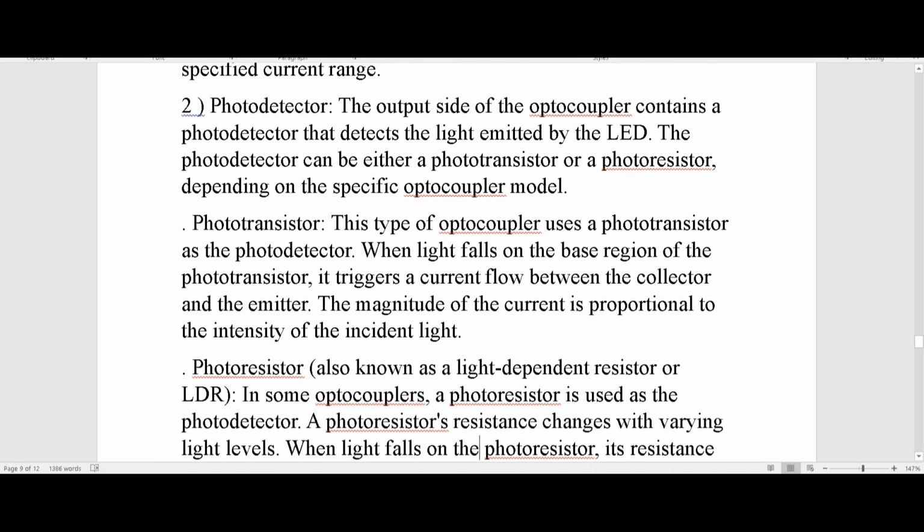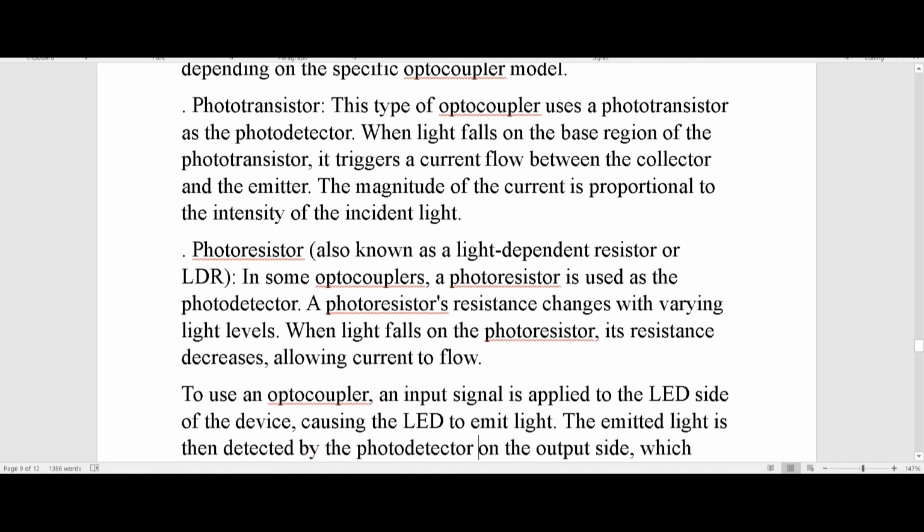The second part is the photoresistor. It is also known as a light dependent resistor or LDR. In some optocouplers, a photoresistor is used as a photodetector. Similarly to the phototransistor, here a photoresistor is used as a photodetector. A photoresistor's resistance changes with varying light levels. When light falls on the photoresistor, its resistance decreases, allowing the current to flow.